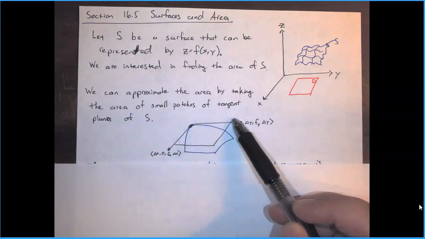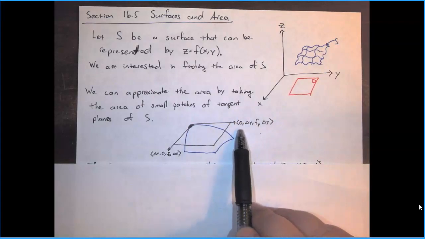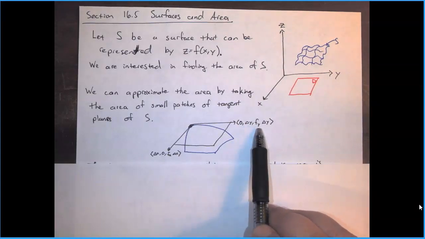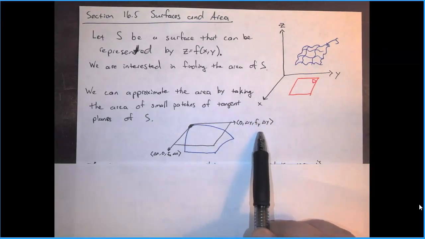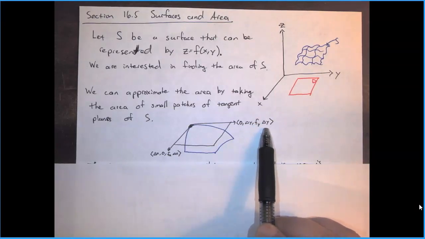Because this vector, if it's going in a y direction, then the x component is 0. The y component I can just think of as the length of the patch. So let's call that length delta y. And then the z component, how is this vector changing in the z direction? Well, that's the partial derivative with respect to y. That's how the surface is changing with respect to y, times how far we're going in the y direction.